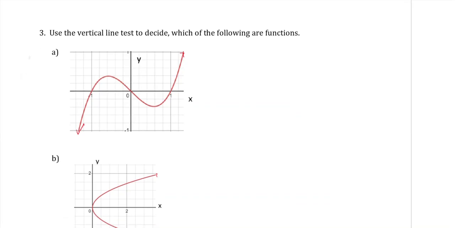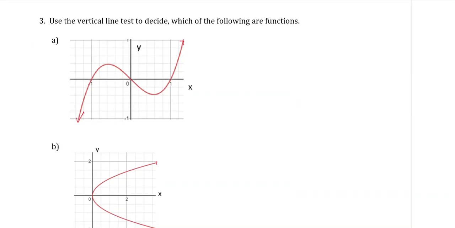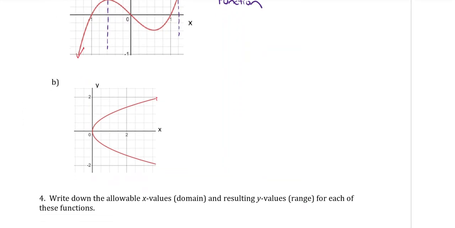Question 3 is more specific about the vertical line test. It says, use the vertical line test to decide which of the following are functions. So we have to think in our head, and we can draw one or two on the page if you like. If I draw a vertical line going through that graph, is it only ever going to cut it once? If I try to be sneaky and draw it up here, it's still only going to cut it once. So that means that this one is a function. When I look at part B, as soon as I draw a vertical line through the middle, I'm cutting that parabola twice. So that means that this one is not a function.